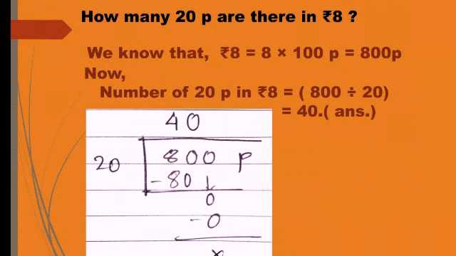We know that rupees 8 equals 8 into 100 paise. First you convert, that is equal to 800 paise. Now the number of 20 paise in 8 rupees is equal to 800 divided by 20. Then you will get the answer, that is 40.